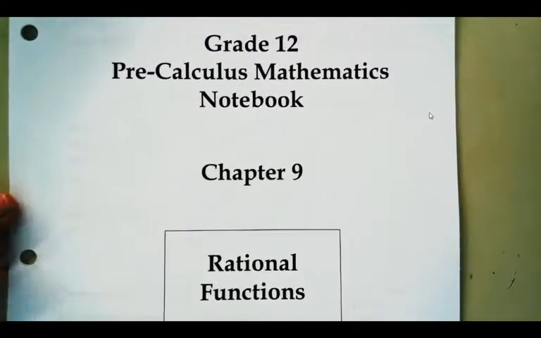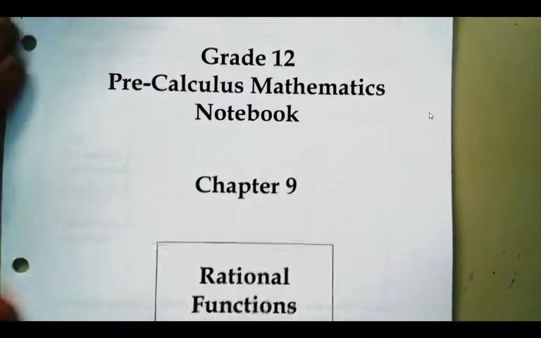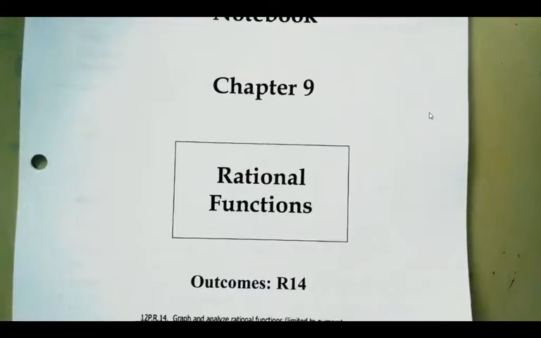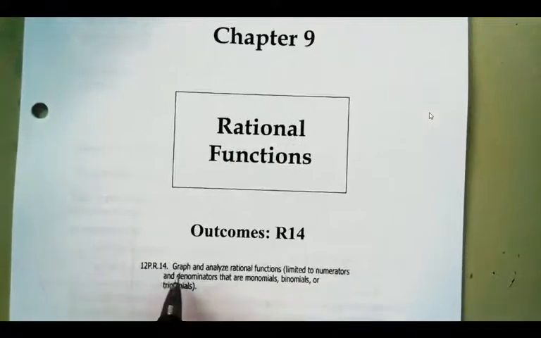Okay, so today we're going to start chapter 9 for Pre-Cal 40S. This is rational functions. It's outcome R14. There's going to be a lot of graphing in this one. This one's got graphing and analyzing rational functions.